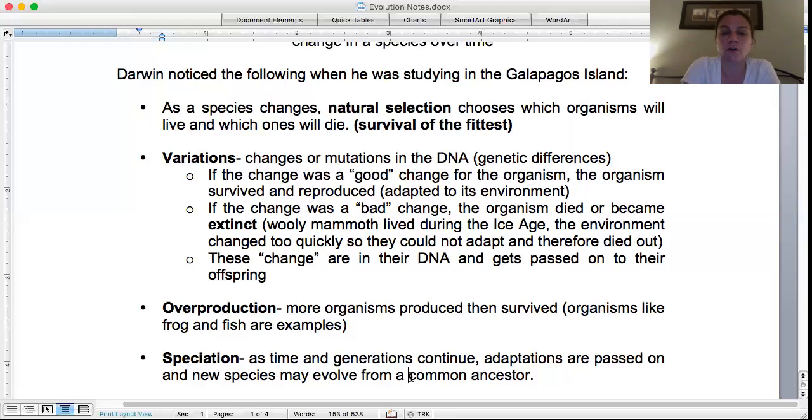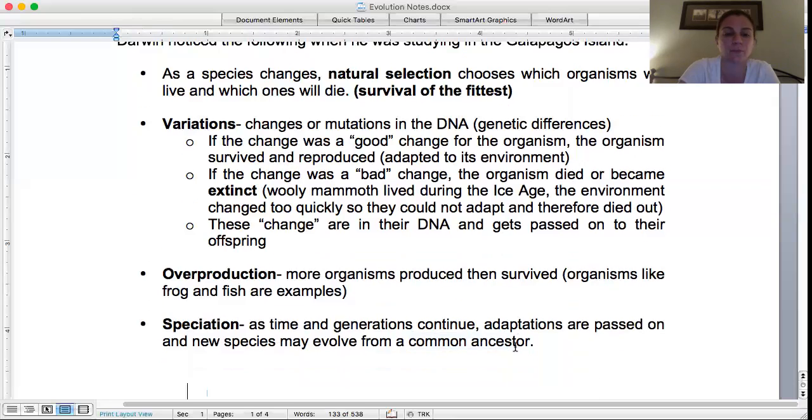So there's a very important word here called a common ancestor. A little bit later, I'm going to show you what's called an evolutionary tree, and then I'll talk a little bit more about the common ancestor.